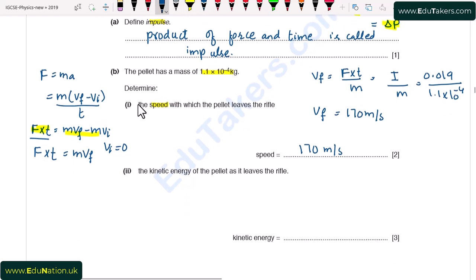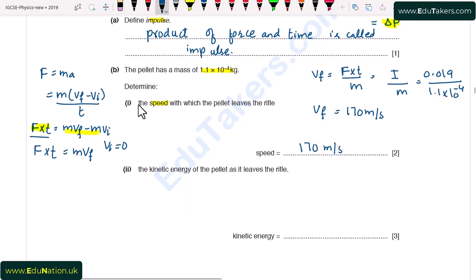Part 2. The kinetic energy of the pellet as it leaves the rifle. Here we have to find out the value of kinetic energy, and we know that kinetic energy is the energy possessed by a body due to its motion, and its formula is K.E., that is kinetic energy, equal to half mv square, where m is the mass and v is speed.